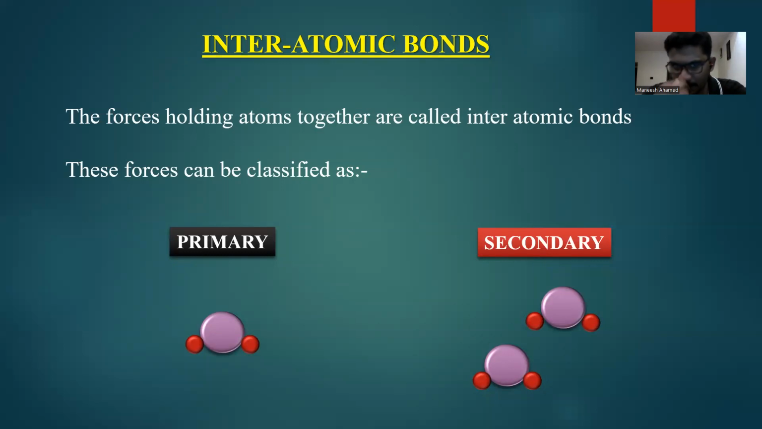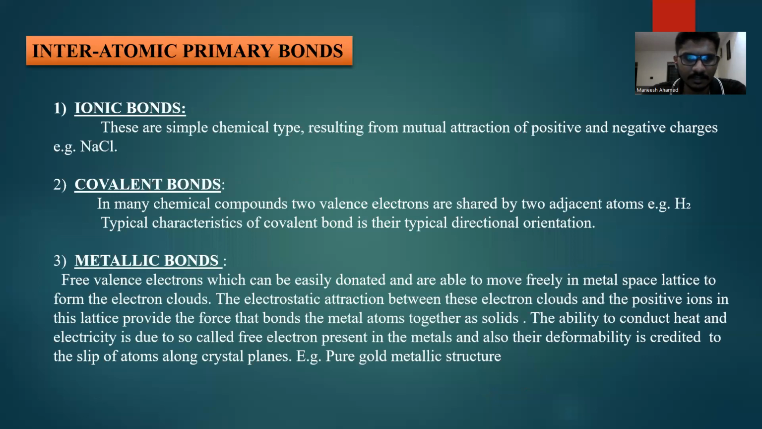So forces holding atoms together are known as interatomic bonds, and these forces can be divided into primary and secondary. And interatomic primary bonds are again divided into ionic bonds, covalent bonds, and metallic bonds. Ionic bonds are the simplest chemical type, resulting from the mutual attraction of positive and negative charges. The classic example is sodium chloride, where sodium loses an electron and chlorine gains an electron.